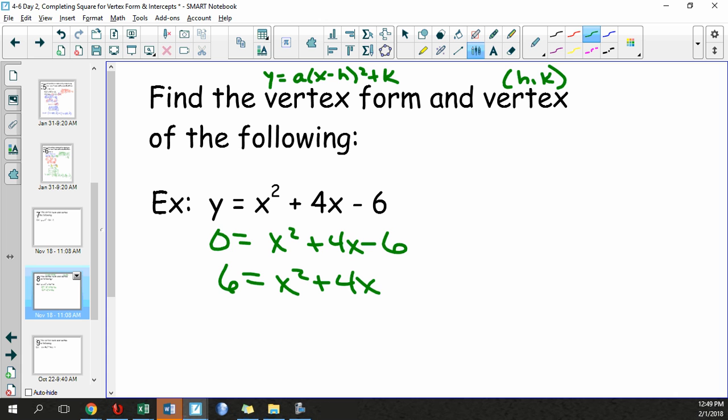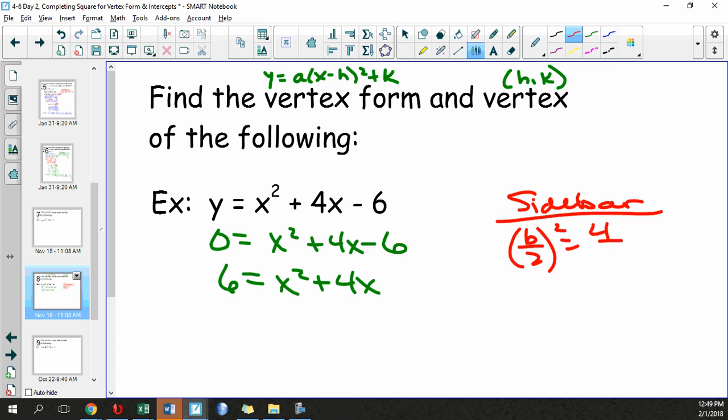Correct? Then I need to check my a value. Is my a value 1? That makes me happy because it's a lot less work, right? Then I need to do my sidebar. I'm going to have b divided by 2. b is 4. Divided by 2 is 2. Squared gives you 4. What am I going to do with that 4 now? I'm going to add it to both sides of the equation.